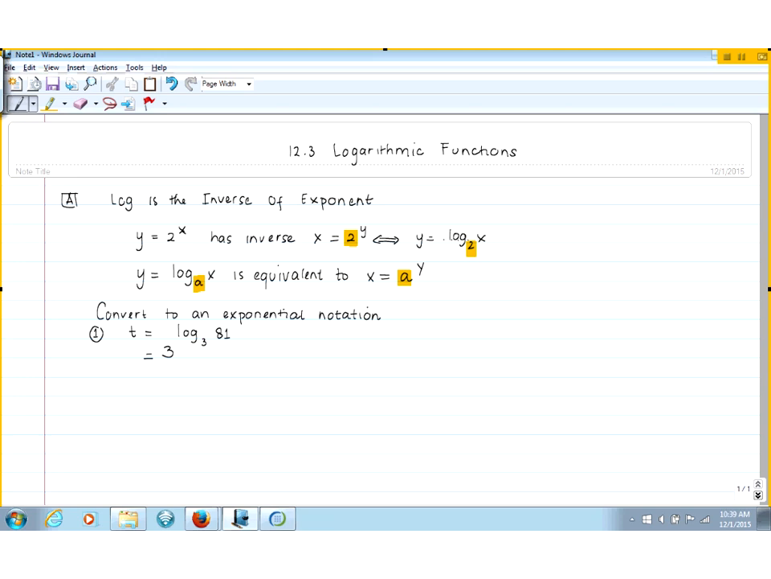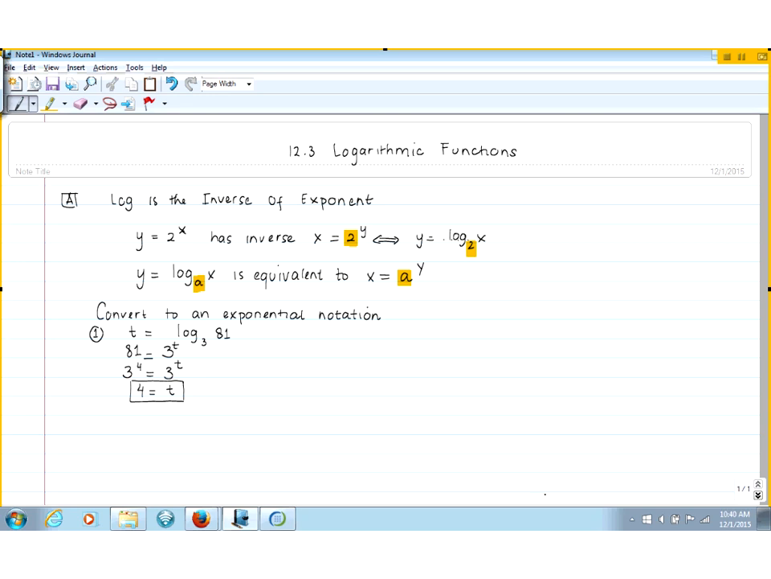This is how I always remember. 81, before, was crowded with the other logs and the 3 and the base, so now it's alone. So this is 81 by itself. Before, c was alone, so now it's in the crowded place, 3 to the c. So 81 is 3 to the c. Can we solve for c? 81 is 3 to the what? 3 to the 4. So what is c equal to? 4. Yes. So log base 3 of 81 is 4.